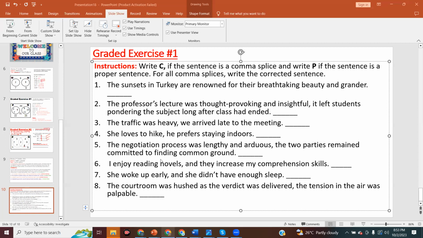Malik, what number are you on? Oh, sorry, Mr. Petit. I'm finished. Again, if you finish, take a picture of your work and send it to me, please. Malia, what number are you on? Could you hear me? I can hear you now, yes. Number 5, okay.